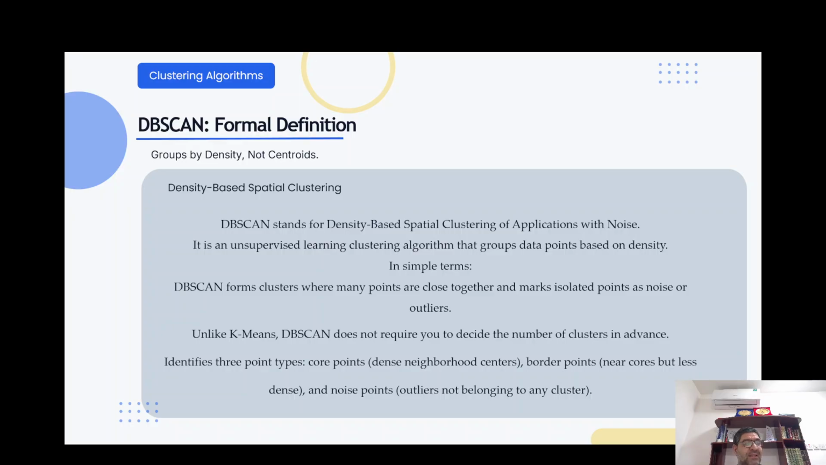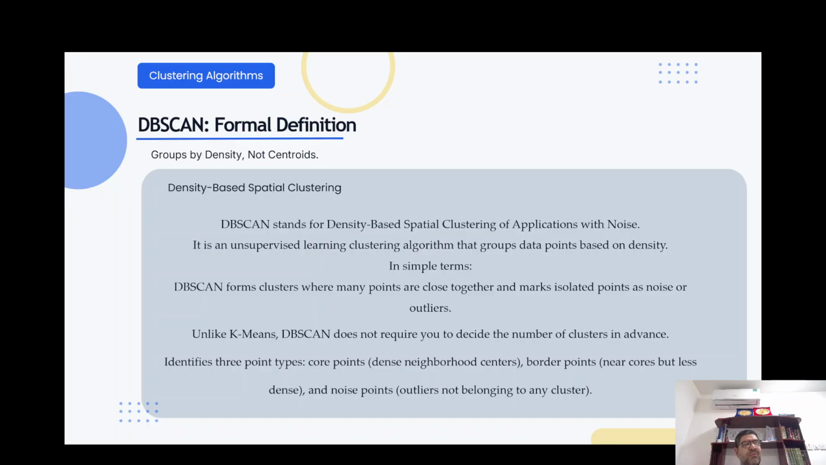So simple as that. If we just see k-means, k-means was a little different. Unlike k-means, DBSCAN does not require you to decide the number of clusters in advance. It does not ask you the number of clusters in advance. It identifies 3 point types: core points, the dense neighborhood centers; border points, near cores but less dense; and noise points, outliers not belonging to any cluster.